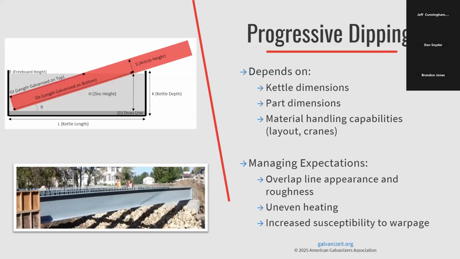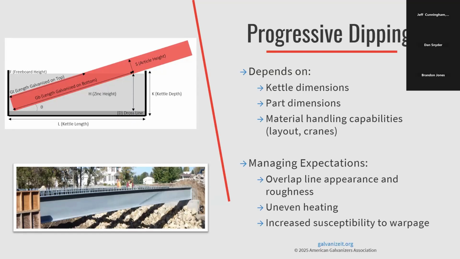So it depends on kettle dimensions, the part dimension, and material handling capability. Sometimes it's either laying it out or it's hoisted through cranes, overhead stuff. So you just want to make sure to have that additional discussion with your galvanizer to say, hey, got some large pieces. They've probably done progressive dips in the past, so they can kind of lean or point you in the right direction and stuff like that.